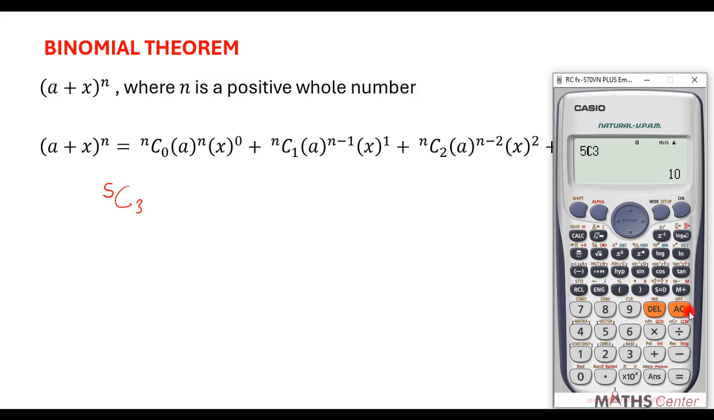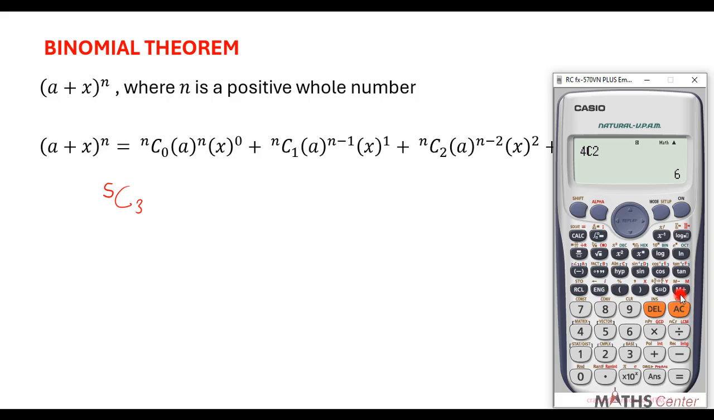Let's try another one. Let's say we want to find 4 combination 2. So you press 4, then you press shift, then the division sign, that gives you combination. Then you press 2. So that gives us 4 combination 2. Then you hit equal to, and that gives us 6. So 4 combination 2 is 6.